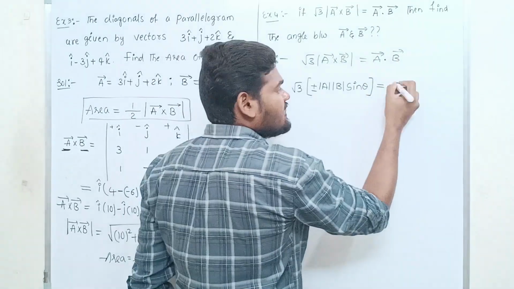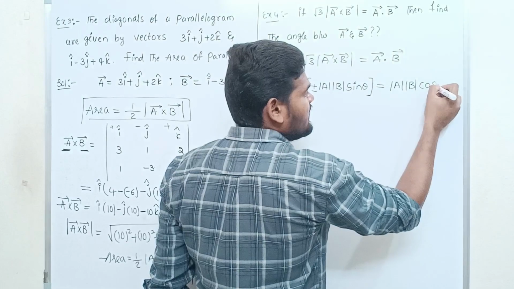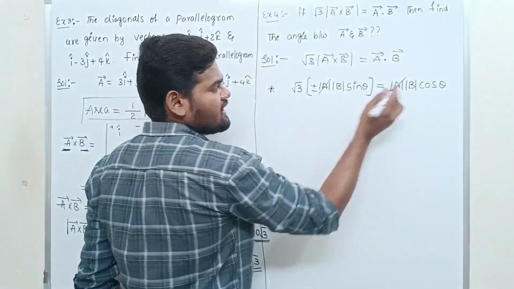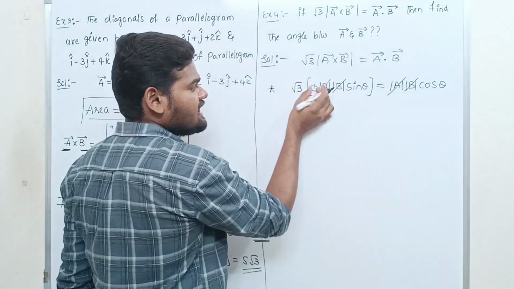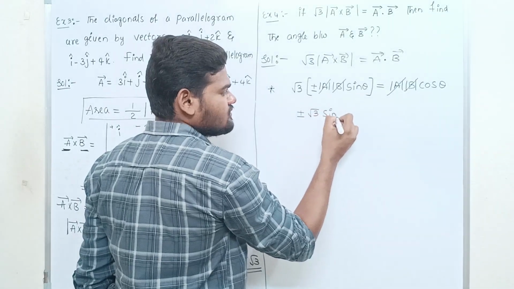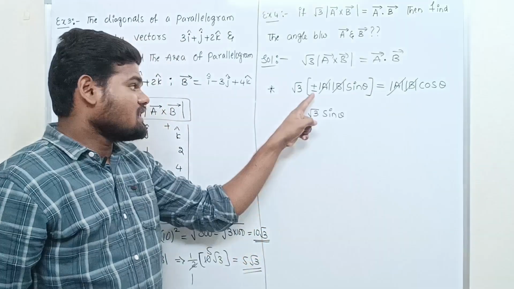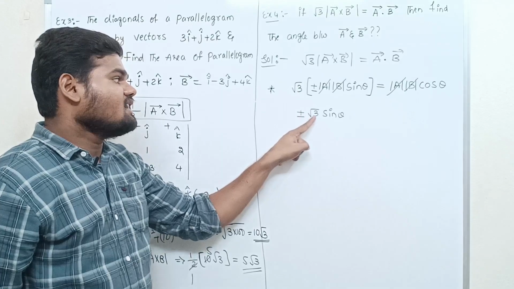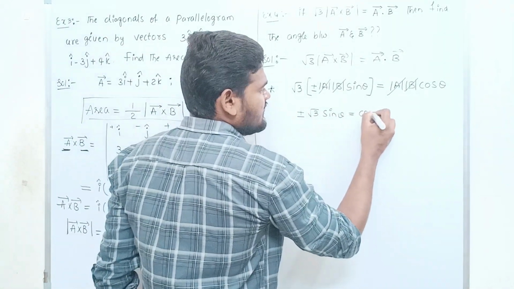What is the value of a bar dot b bar? Dot product is magnitude of a into magnitude of b into cos theta. On both sides, magnitude of a gets cancelled out, magnitude of b gets cancelled out, and here we get plus or minus root 3 sin theta. Modulus means either plus or minus. Root 3 sin theta, plus or minus, is equal to cos theta.